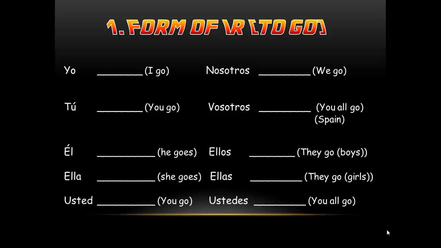Let's take a look at our first piece, which is a form of ir, to go. When you conjugate ir, or change it to go with the correct subject pronoun, the yo form of ir is yo voy. The tú form is tú vas. The él, ella, and usted form is va. The nosotros form is vamos. The vosotros form is vais. And the ellos, ellas, ustedes form is van.